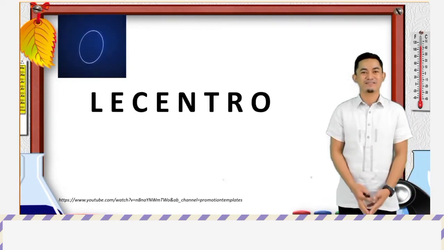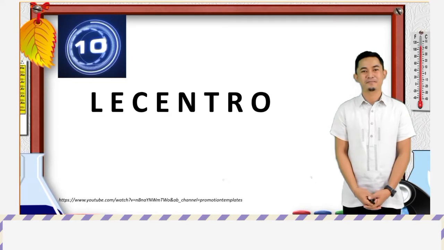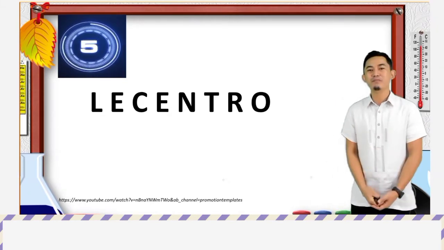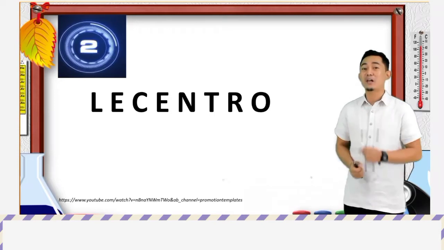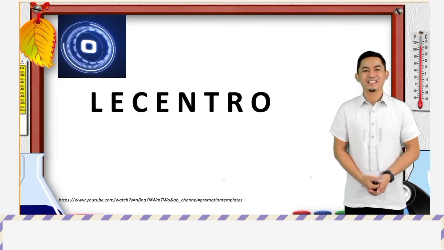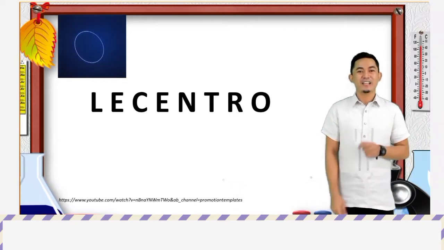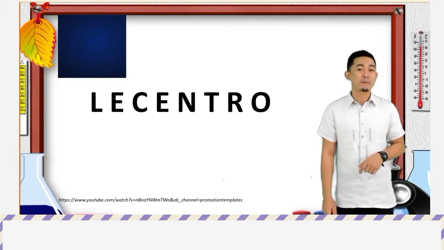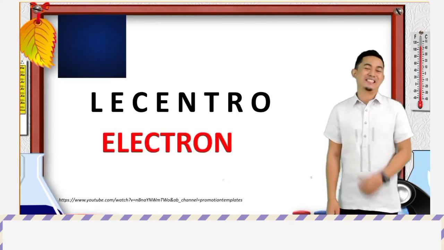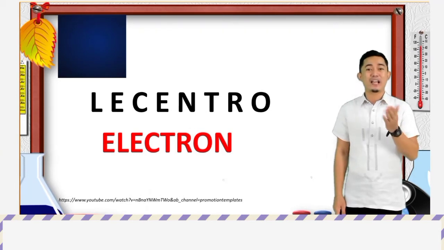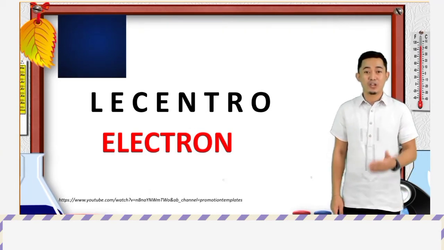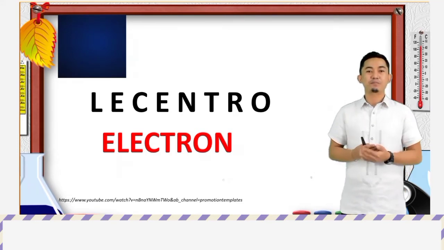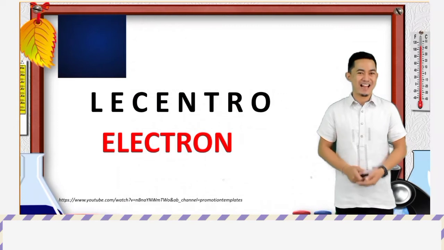Can you guess? Type now your answer in the comment section. Clue, it is one of the subatomic particles. Clue here, it is negatively charged. So that is none other than electron. I know you're familiar with that electron, which has the -1 charge or the negative charge. And we can locate this electron outside the nucleus of an atom.